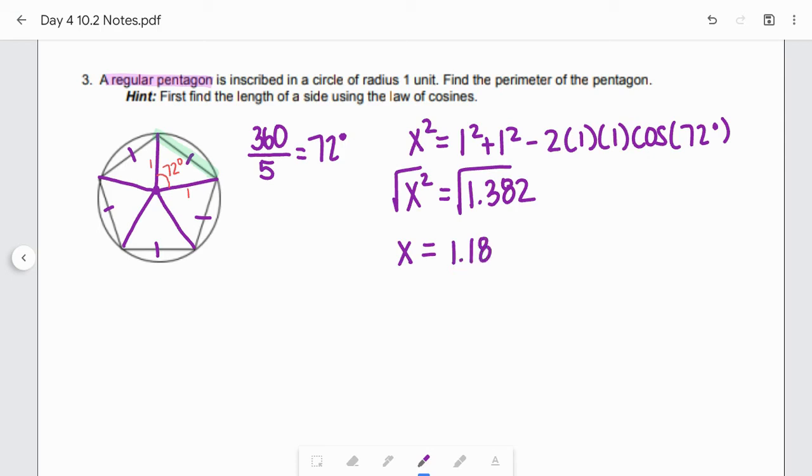Okay, however, we want the perimeter, and a pentagon has 5 sides, so I would take 5, multiply that by my 1.18, and we find that the perimeter of this pentagon is going to be 5.9 units.